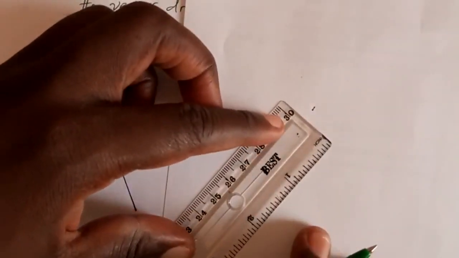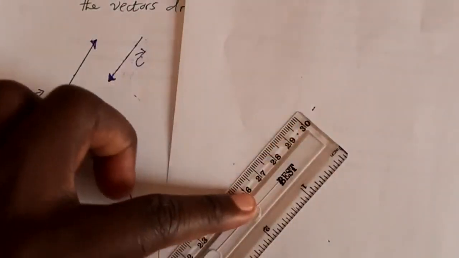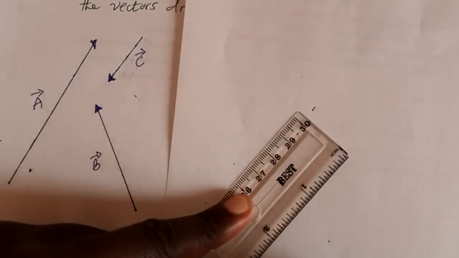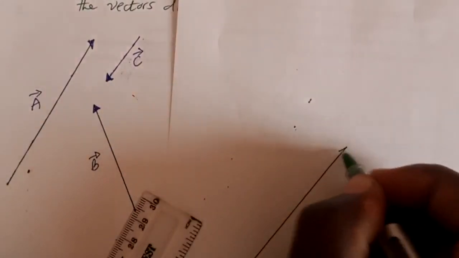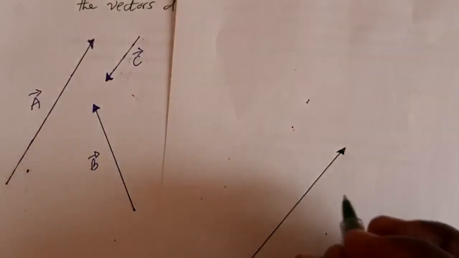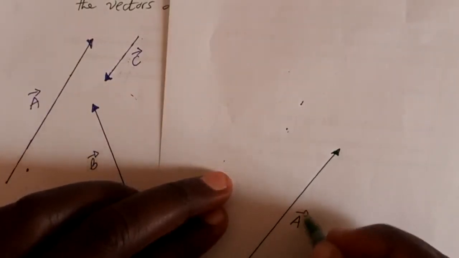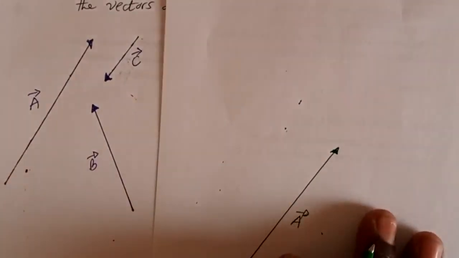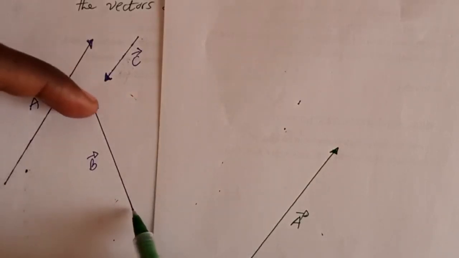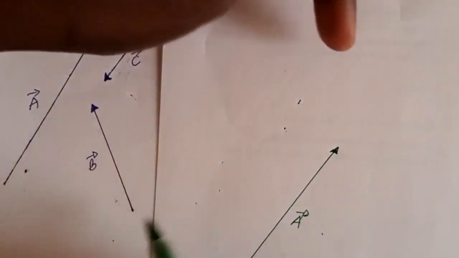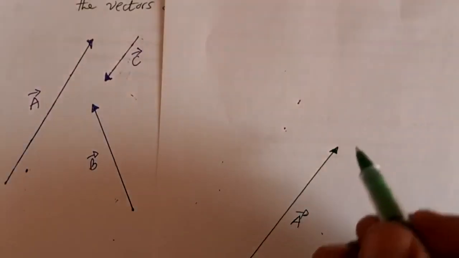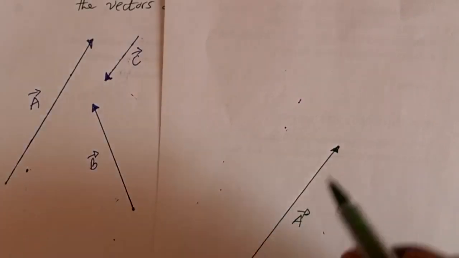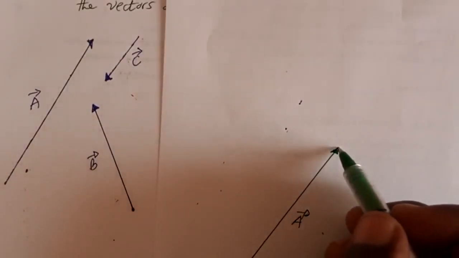I now draw my vector A. This is my vector A. Vector A, same direction as what I am given here, same magnitude. Next, I will now take this vector B and place it here so that the tail of vector B is linked with the head of vector A.